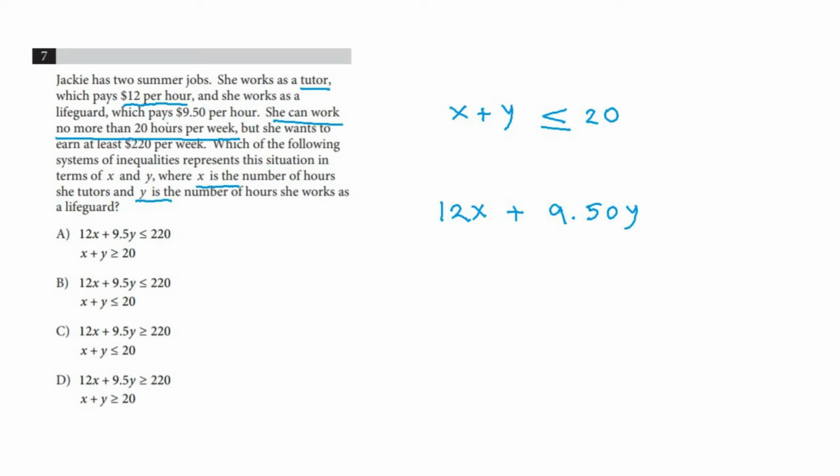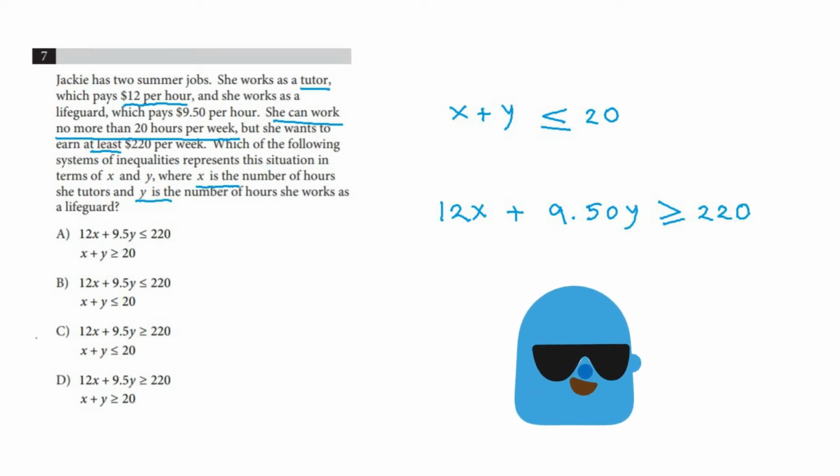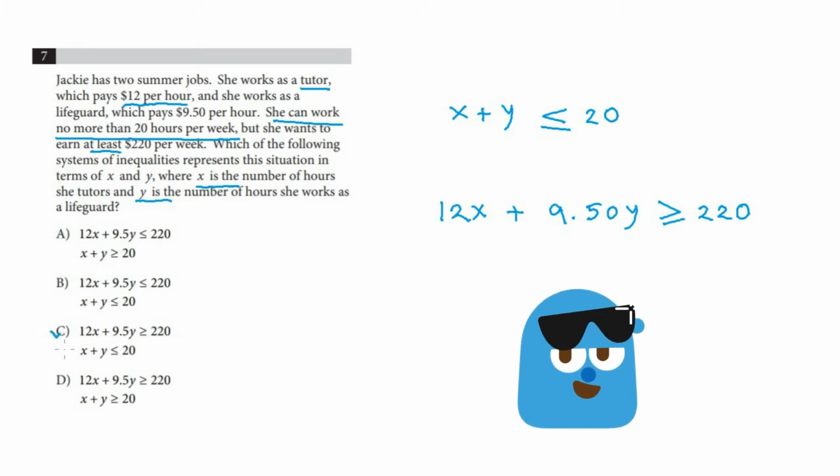Given that she wants to earn at least $220 per week, at least means this should be the minimum. She can also earn more than that, so it can be more than or equal to 220. So these are the two inequalities, and that matches with option C.